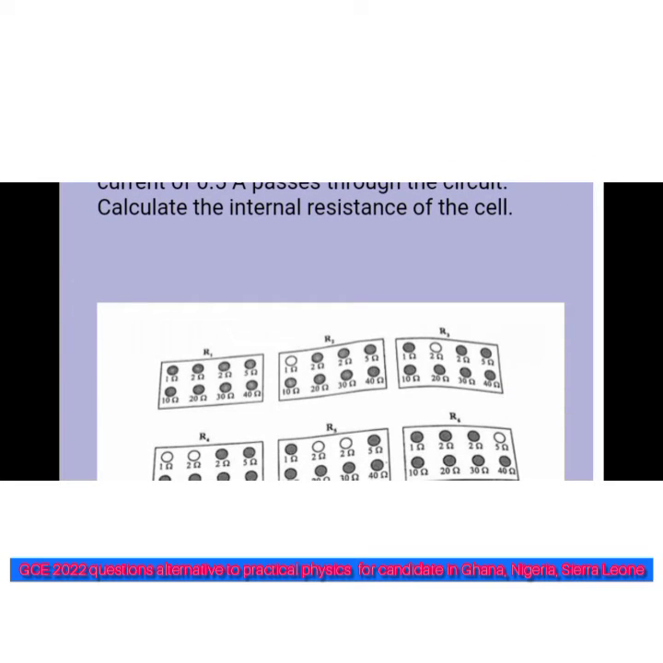Now this is the diagram I'm talking about. The alternative to practical comes with a diagram. The diagram helps you to get your readings. Now R1, R2, R3, R4, R5 and R6 are there. R1, as you look at it, does not have any resistance because all the circuits have a plug inserted in them, which means that R1 is 0. R2 has only 1 ohm. R3 is the only one that is open, which is 2 ohms. You can see it, the one that is not shaded.